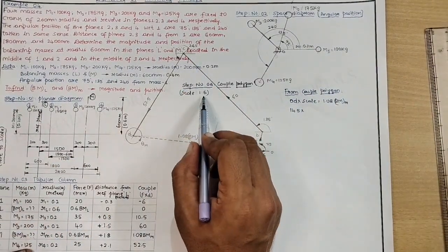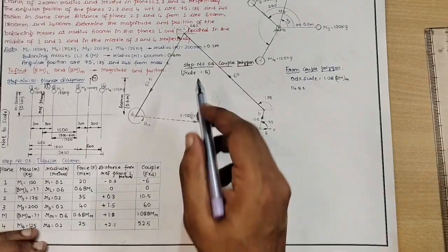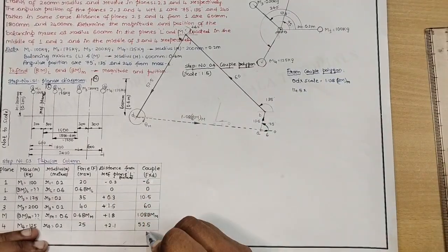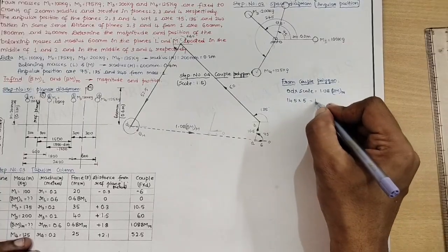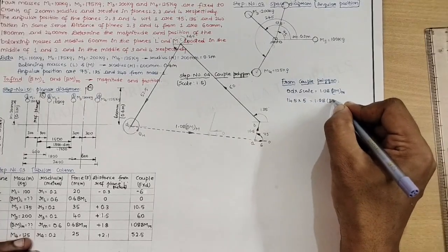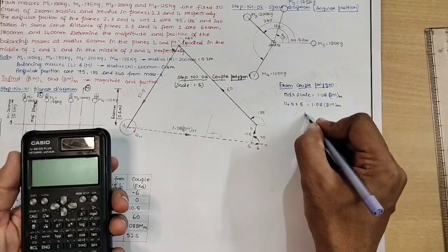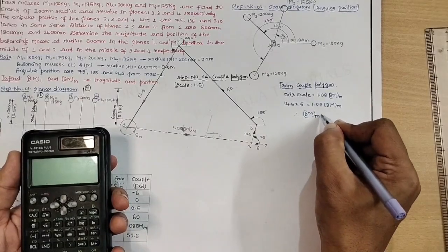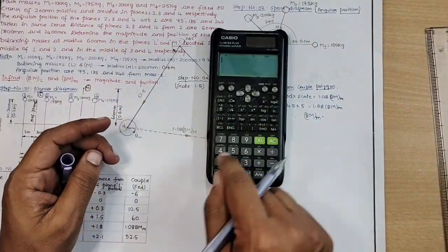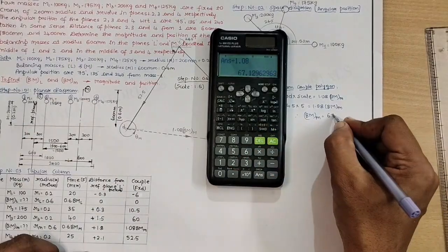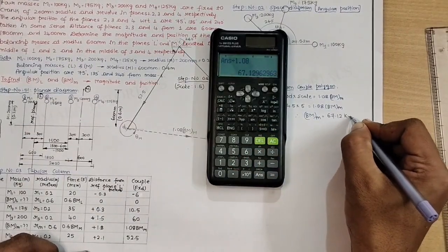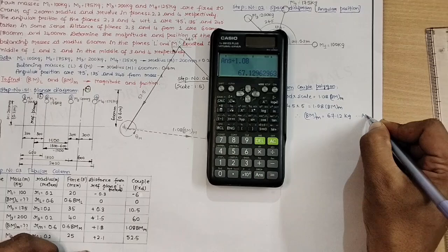Initially we had taken the scale factor as 1:5. We divided the values by the scale here. Henceforth, let us multiply by the scale factor, that is equal to 1.08 times the balancing mass M. Therefore, balancing mass M is equal to 67.12 kg. This is the first part of the answer.